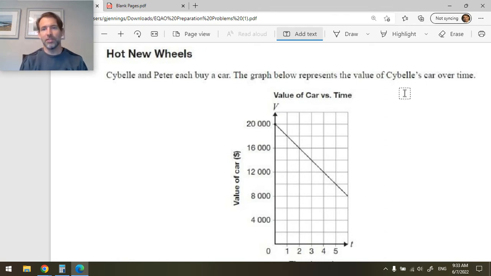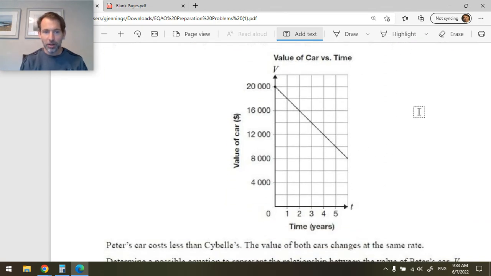Oh, this is the value of Sibel's car over time. Okay, so they each buy a car. So this is Sibel's car over time. Of course, the car loses value as you own it. And they don't usually do this linearly. They usually do this in an exponential way. I'm just going to get a little technical here and say that we would expect it to do something more like this. There's a bottom limit that it will approach and never go below.